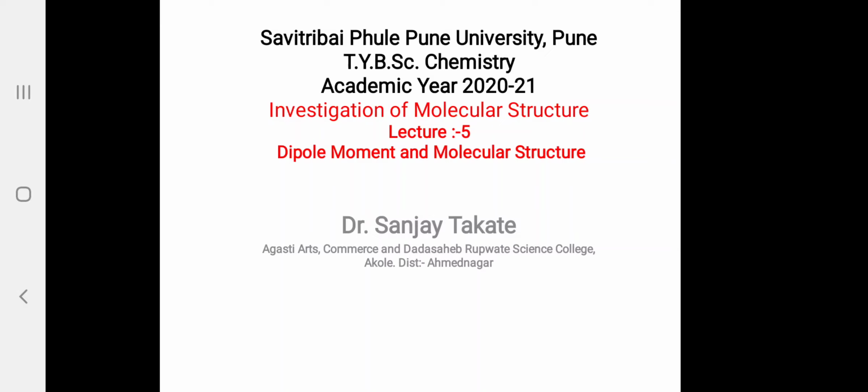Hi everyone, the dipole moment and molecular structure. The dipole moment is one of the important properties used extensively to obtain information about molecular structure. It helps in understanding the geometry of the molecule, especially the angles between the bonds and the extent to which the bond in polar molecules is polarized or ionic in character. Dipole moment data can also be used to decide the extent of ionic character in the chemical bond.